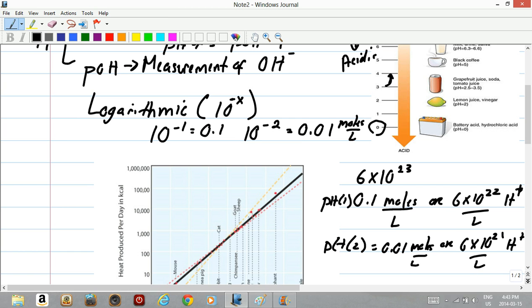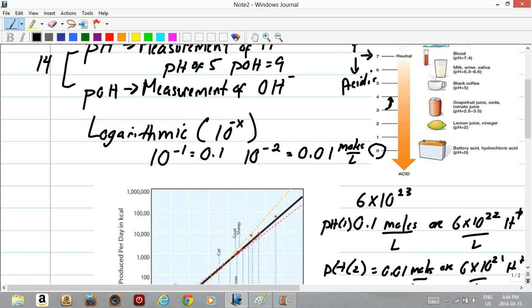This means that a solution that has a pH of 2 is 10 times weaker than a solution that has a pH of 1, or we can say the solution with a pH of 1 is 10 times more concentrated than the one with a pH of 2. Going back up here, lemon juice has a pH of 2, and if we average tomato juice to have a pH of around 3, then lemon juice is 10 times more acidic than tomato juice.